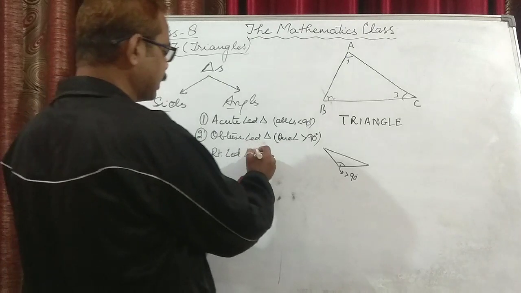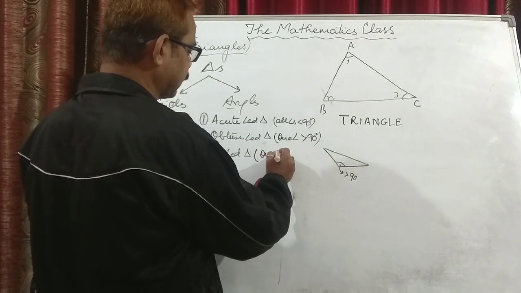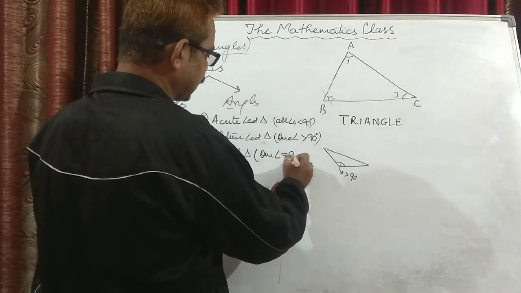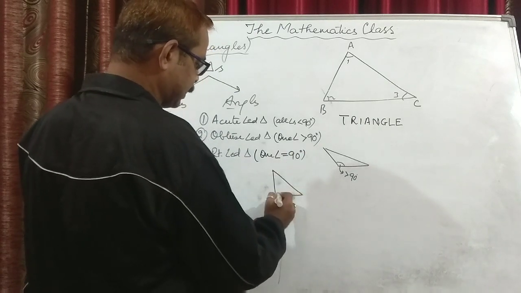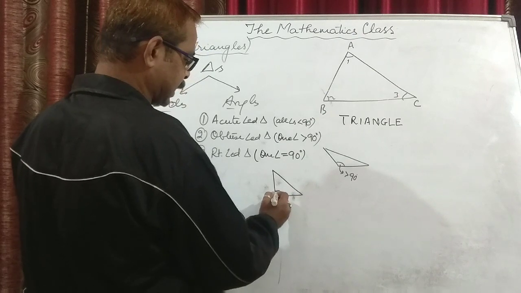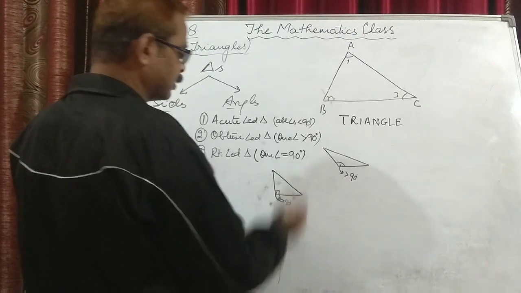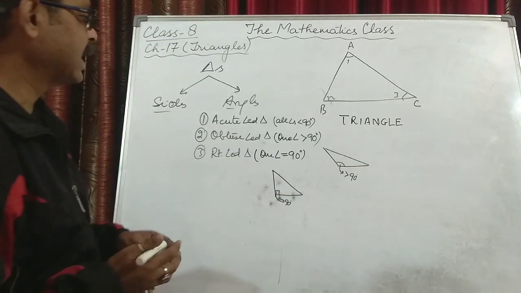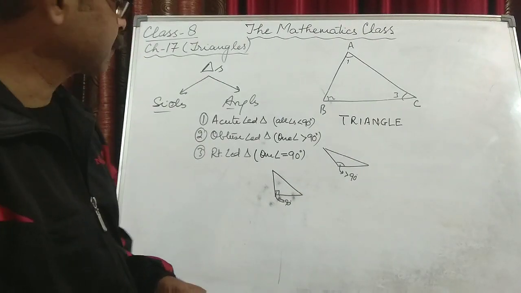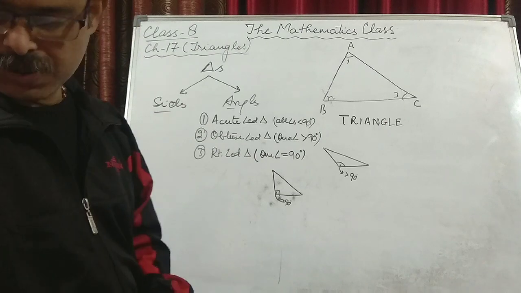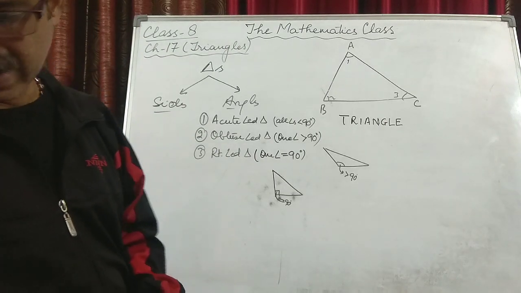In right angle triangle, again one angle is equal to 90 degree. Suppose I draw this type of triangle. In this, if I say this angle is 90 degree, so this will be known as right angle triangle. This was a brief review of types of triangles on the basis of angles and sides.